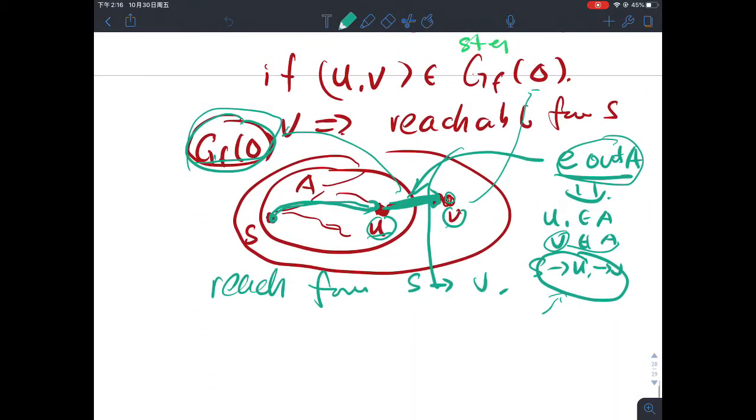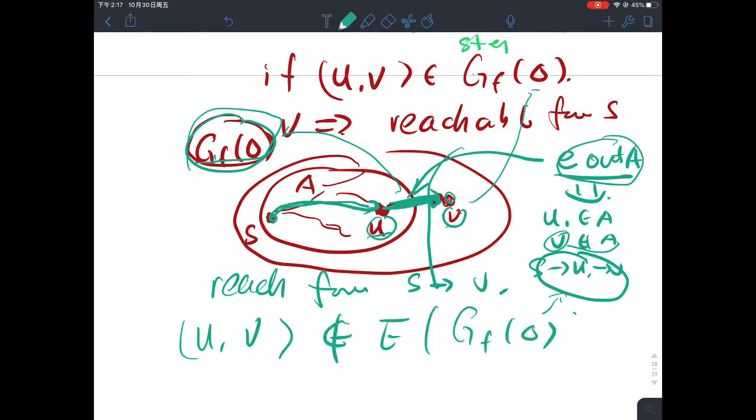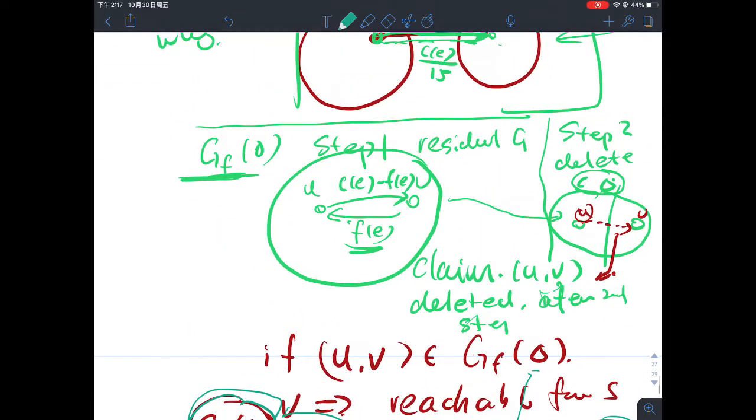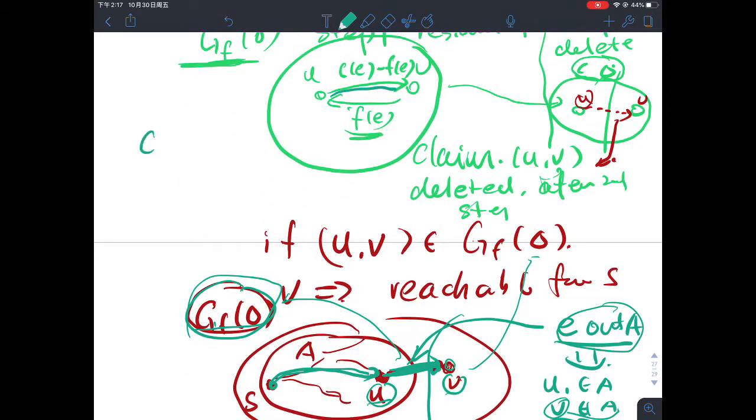So let's see what we are getting here. We are getting that the edge (u, v) is not part of the edges of G_f(delta), right? That basically means that if we look at the residual graph, then C(e) minus F(e) has to be less than delta.